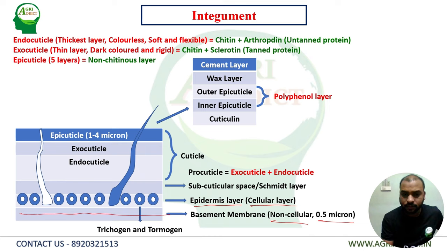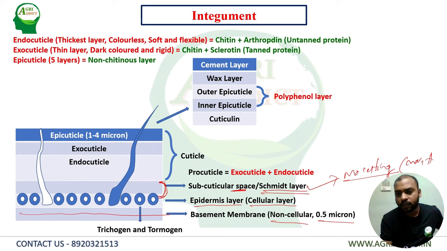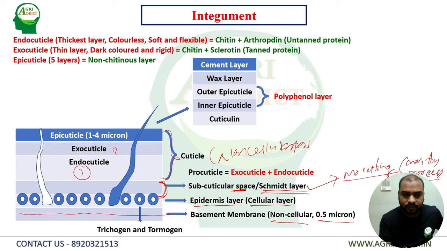And there is a space-like structure. There is a special structure that is called the cuticular space or skimlet layer. So this layer I will discuss in the molting. This layer is generally formed during the molting process. Okay. Then I have told you the cuticle. This is the non-cellular part. And then this cuticle is differentiated into three different parts. First is endocuticle, second is exocuticle and third is epicuticle.